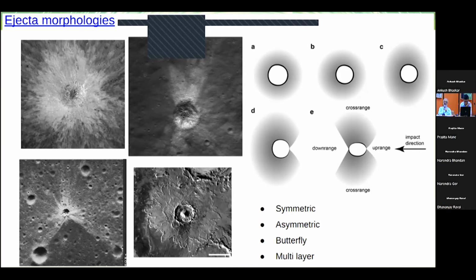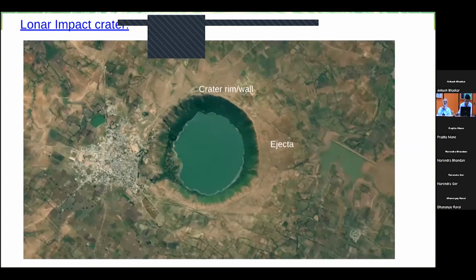Then I will come to the Earth now. We have seen very beautiful pictures, but do we have these craters on the Earth also? Of course. Near Mumbai, this is the closest crater we can have, a lunar impact crater. And look at this, this is a satellite image. Very nice bowl type structure. You can see the rim wall and elevated structure from here. And actually, ejecta is spread in the nearby rim.